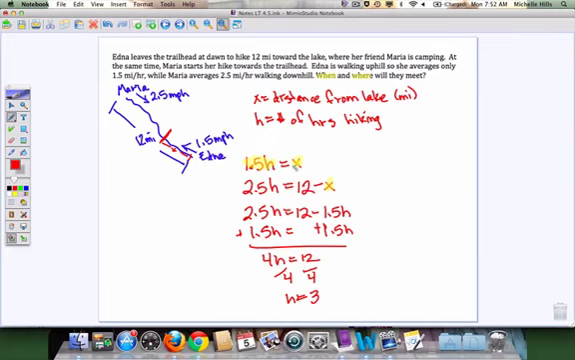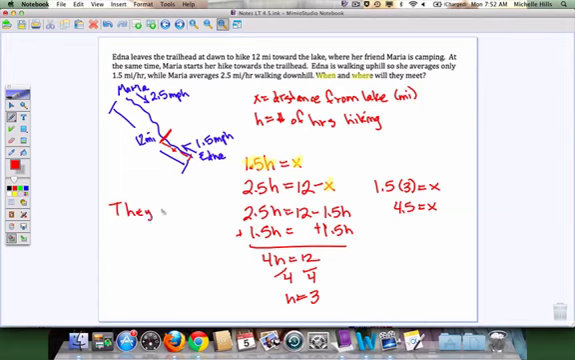I'm going to choose to use the first equation because the x is already isolated. So 1.5 times 3 equals x, which means 4.5 equals x. Now I'm not going to write this answer as an ordered pair because I'm really supposed to answer the question that they are asking. So the question, when and where will they meet?